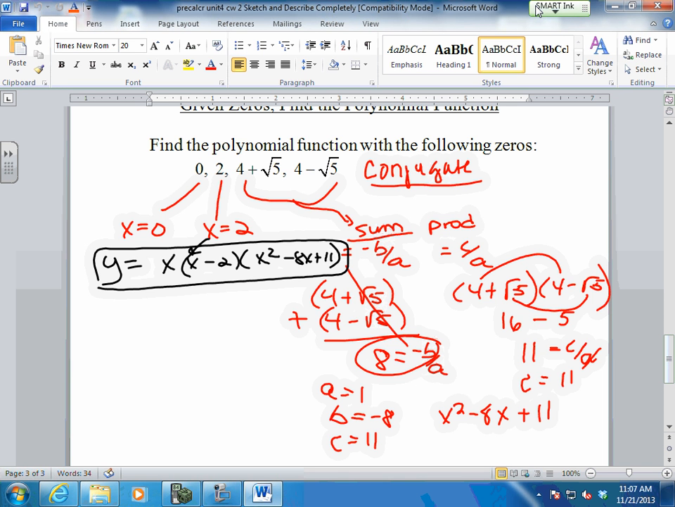Because what happens in a conjugate pair, if you did this, x equals 4 plus radical 5, and you subtracted it from both sides, you have this, x minus 4 plus radical 5. Now you have another one, x minus 4 minus radical 5. If you have to FOIL that, that is not pretty. So use your sum and product formulas to do your irrational ones, your conjugate pairs.